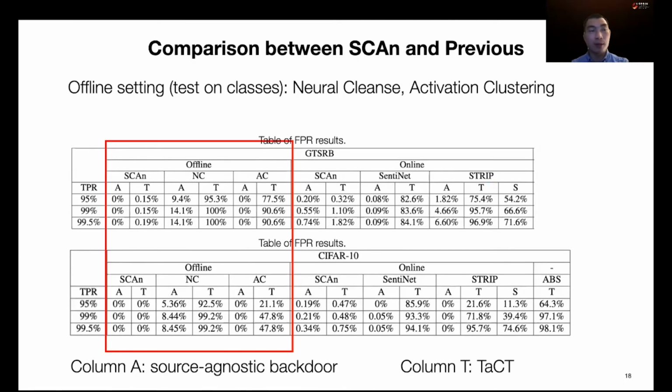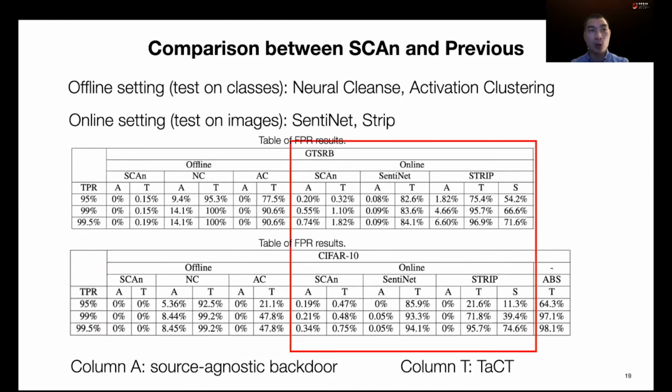Then we compare our SCAN with existing defenses on both source agnostic and source specific backdoor attacks. The NC and AC methods test on classes, the same as our SCAN. We tested them on the GTSRB and CIFAR10 datasets. The results listed in the table show that our SCAN achieved a much lower false positive rate than the others.